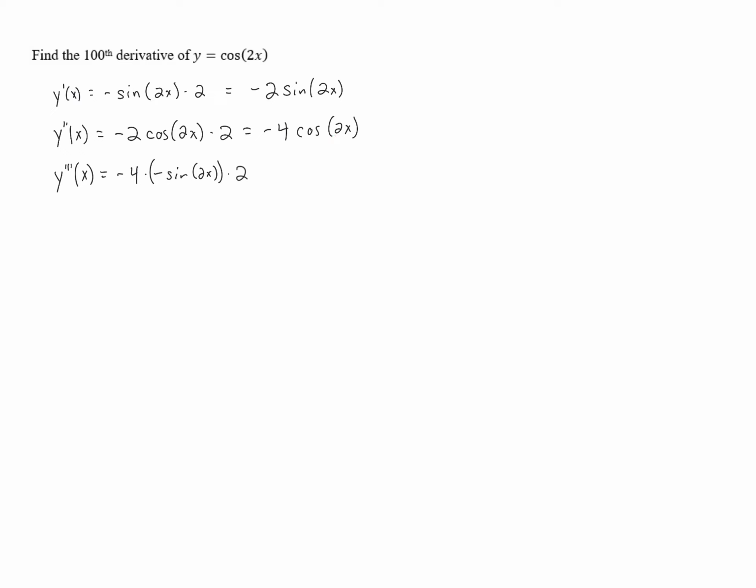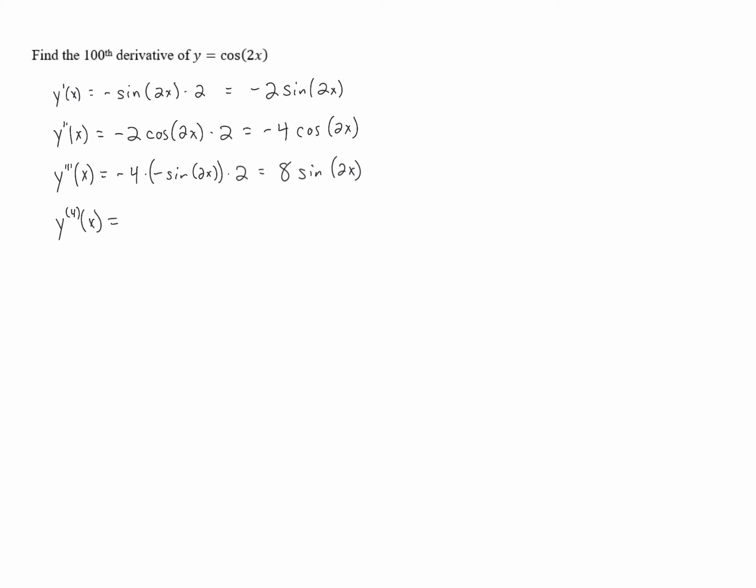We keep on popping out an extra factor of 2 in each of these, so that's going to be part of the pattern. And if we look here, the two negatives cancel. 4 times 2 is 8. We've got 8 sine of 2x. Let's do another one. Let's look at the fourth derivative.